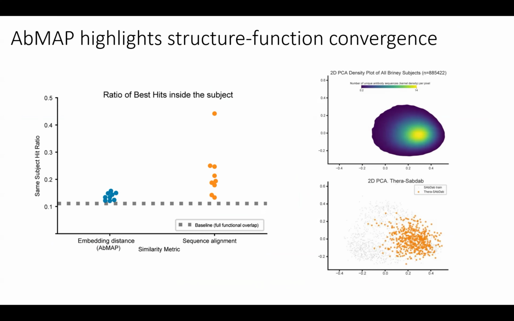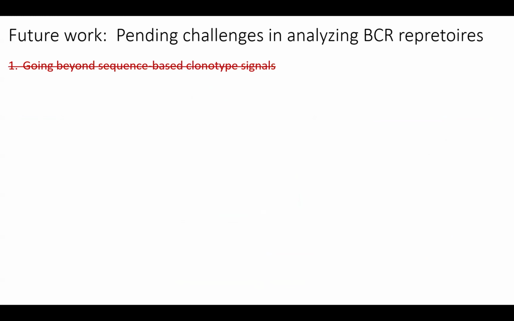Okay, so I'm going to sort of stop here, but I want to just sort of talk about what would be the future directions for this kind of work. So I think the challenges in analyzing B-cell receptor repertoires are pretty substantial. But if you can do that, it'll be a huge win for the field in terms of being able to get insights. The first thing that I spent some time talking about today is essentially how do you go beyond the clonotype signals that can confound what you are seeing.